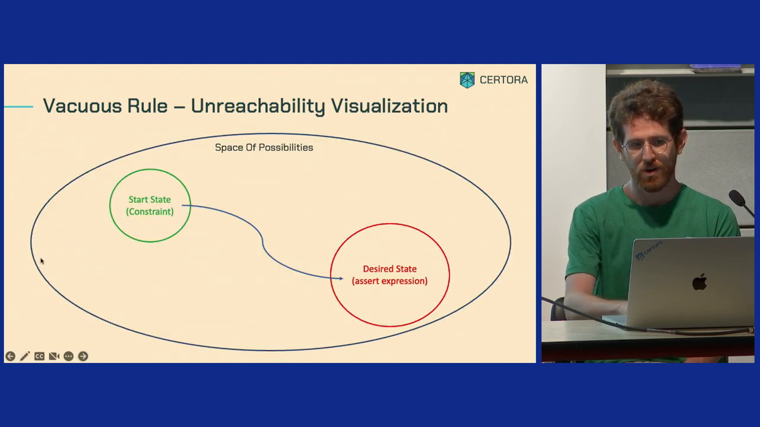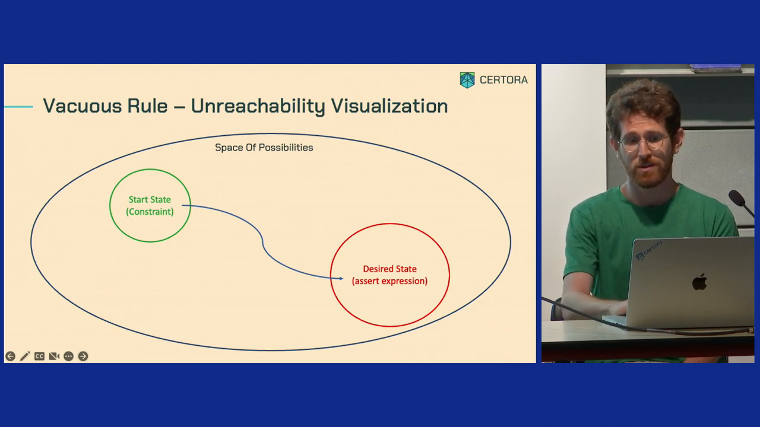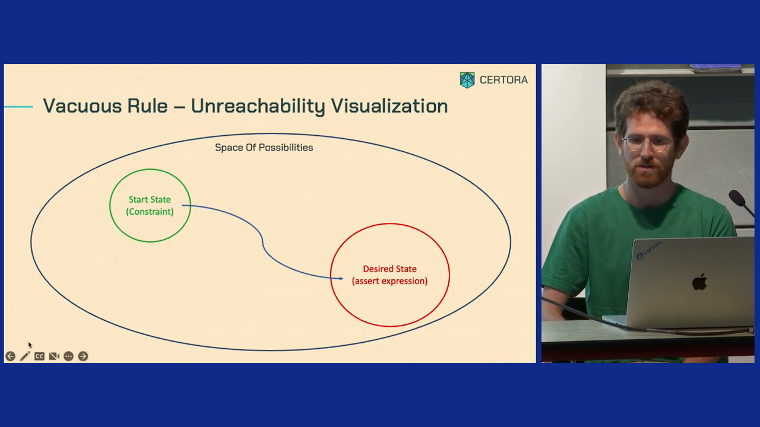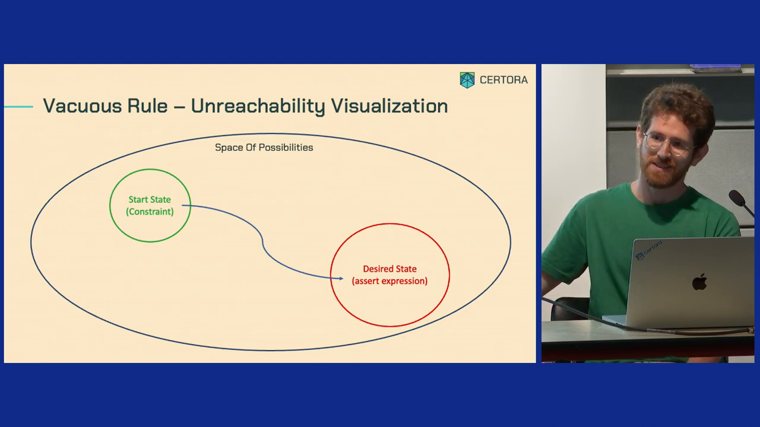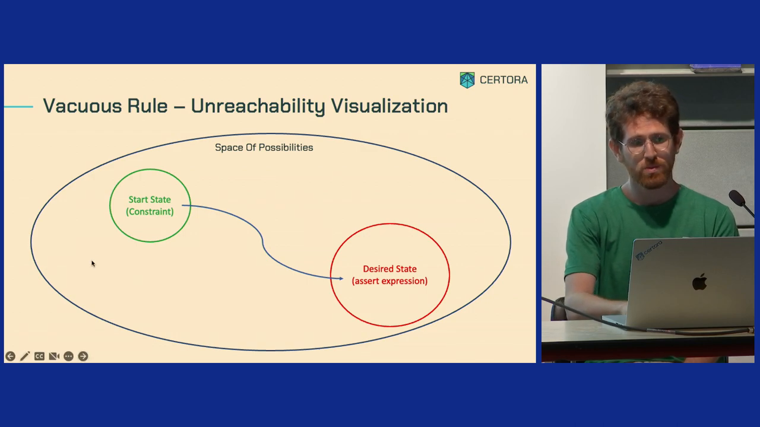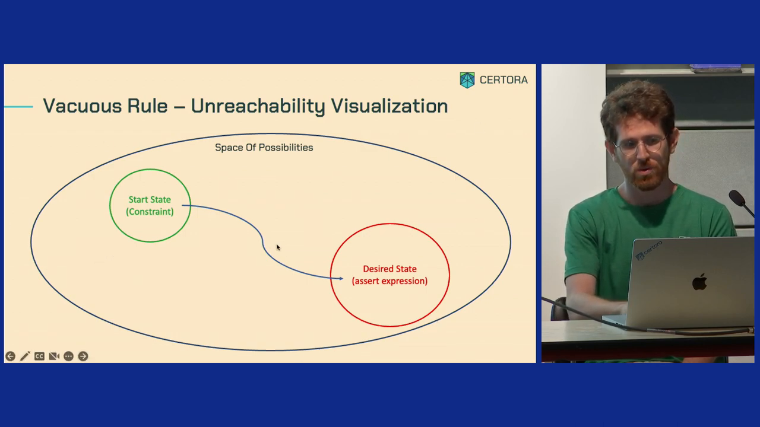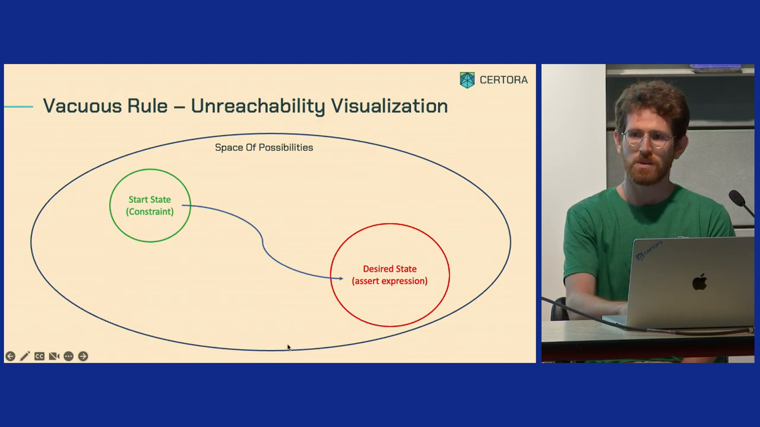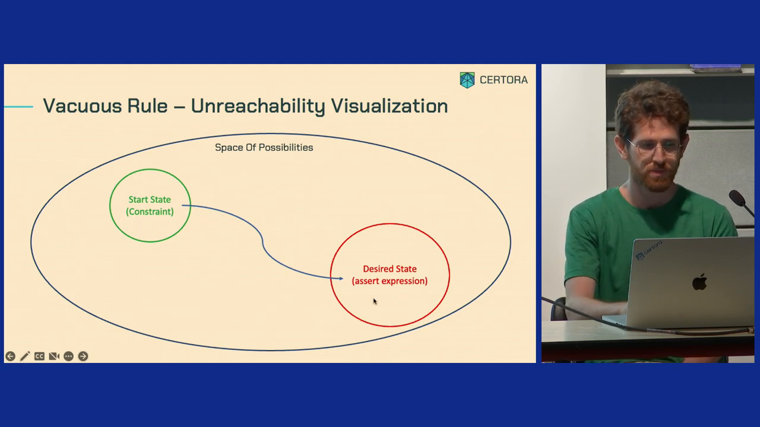Okay, so now I have a visualization of this kind of problem. We call it the reachability issue of a rule. Is the example clear so far? Great. So what we see here is a visualization. The black circle is the space of possibilities. This is every possible value or set of values of the variables. The red circle is the desired state or the assert expression. This is what we want to see at the end, what we want to assert.